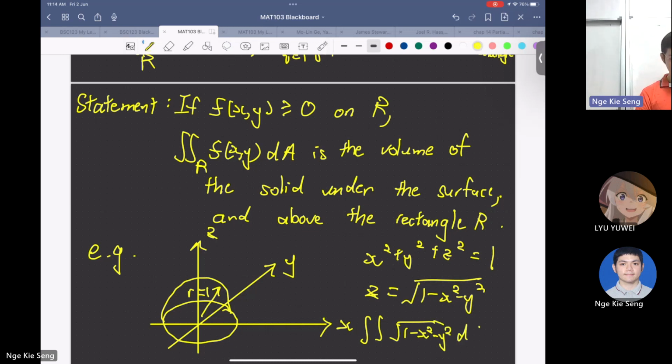this statement tells us that you don't need to go through the limit. You don't need to go and do the rectangle. You don't need to do the limit of rectangles.